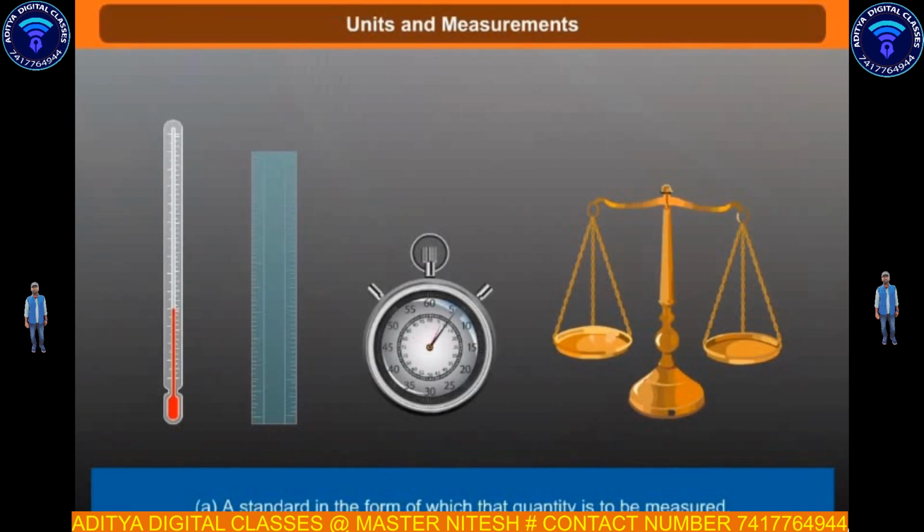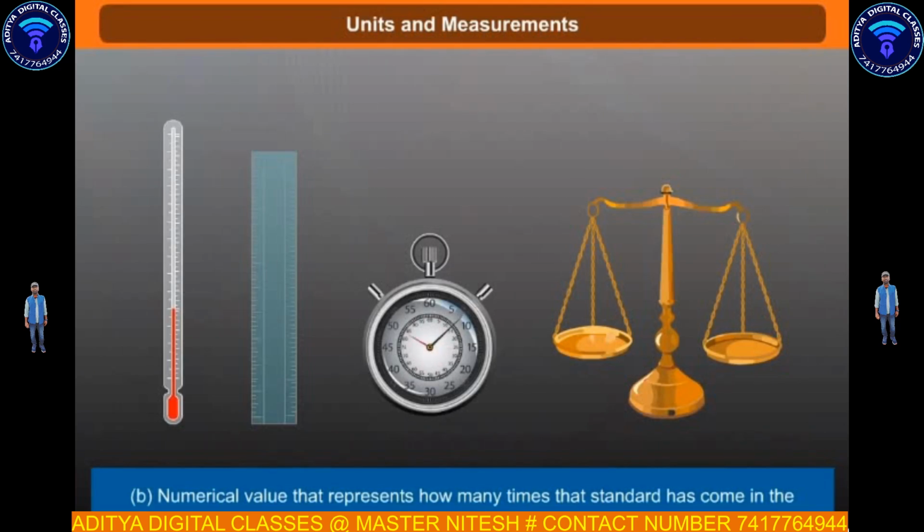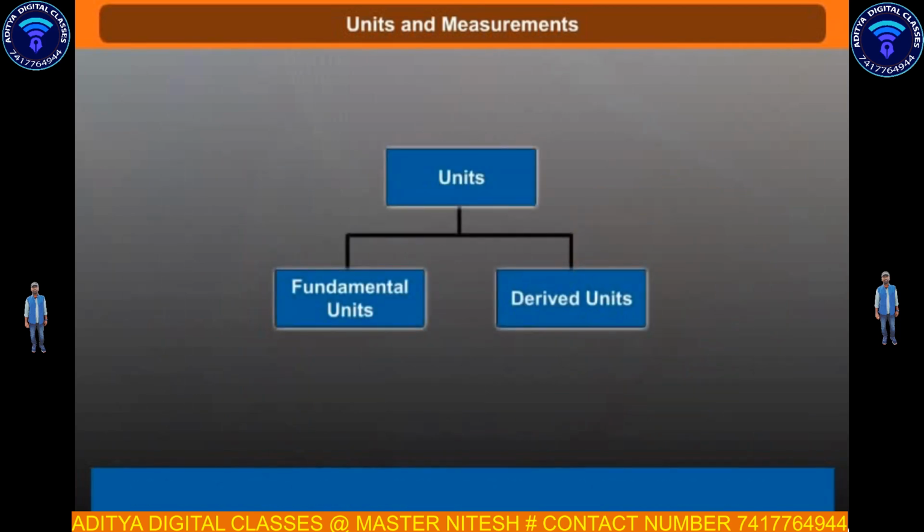Measurement of a physical quantity requires a standard in the form of which that quantity is to be measured, and a numerical value that represents how many times that standard has come in the physical quantity. Units are classified in two categories. They are fundamental units and derived units.